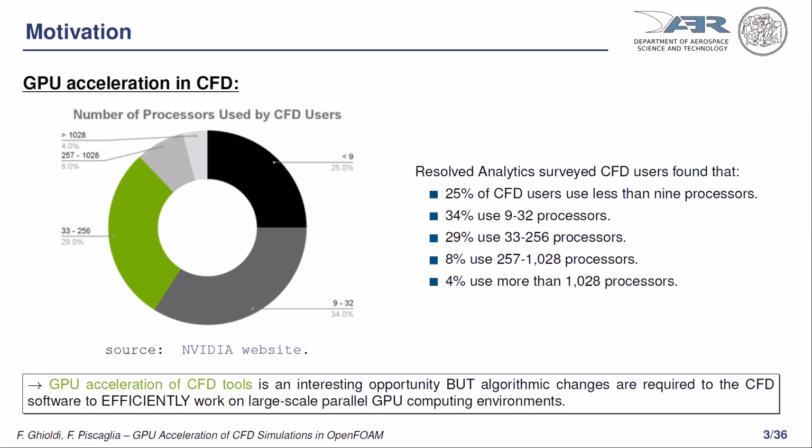You can see that there are people who are using different kinds of hardware, let's say, to develop their simulations. Since our goal is to accelerate simulations in CFD by means of GPUs, it is important to understand those numbers and to have this information.